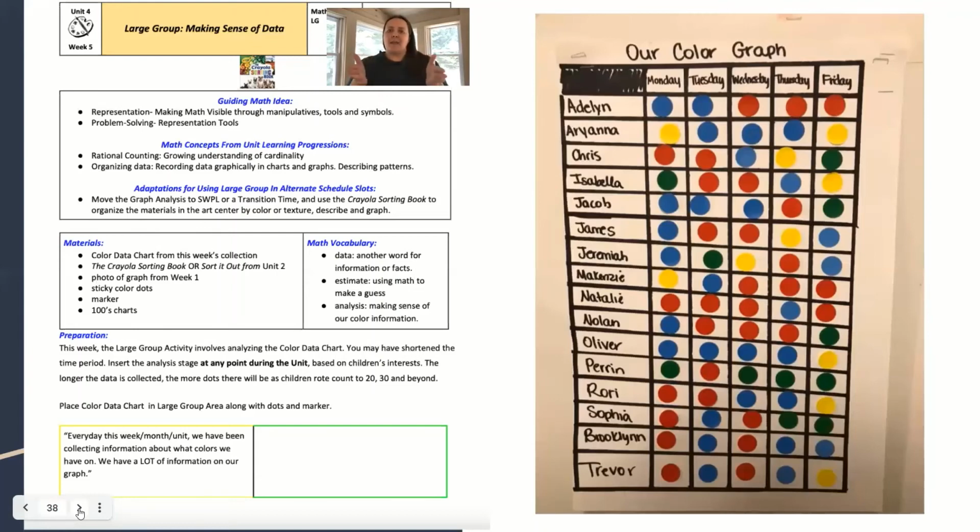It looks like they tracked their colors for a week. And this is actually Jessie's class. She probably sat down with them at the end of the week and did this large group activity.